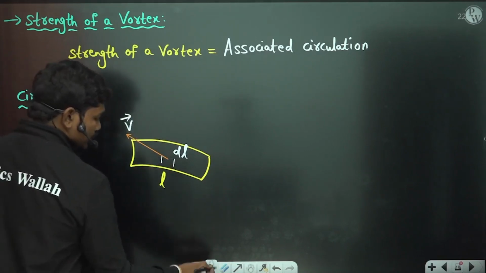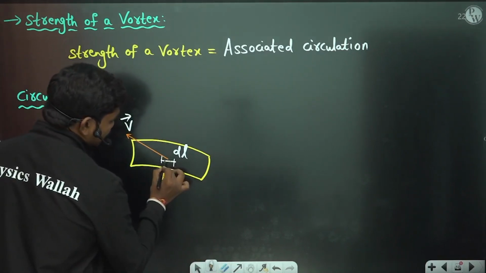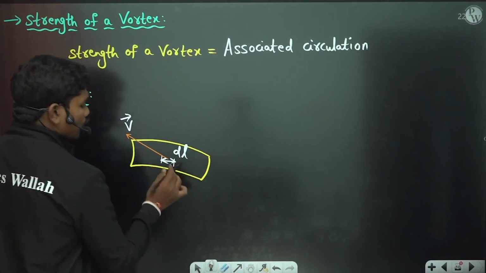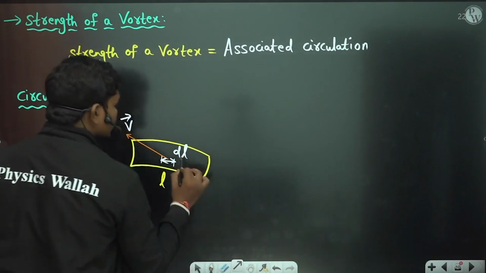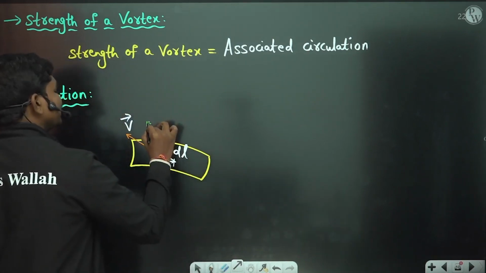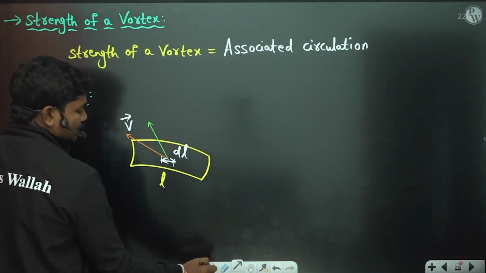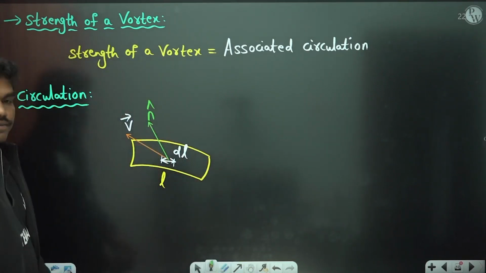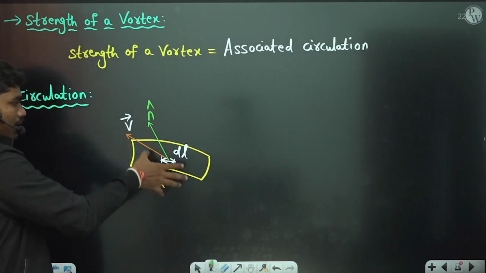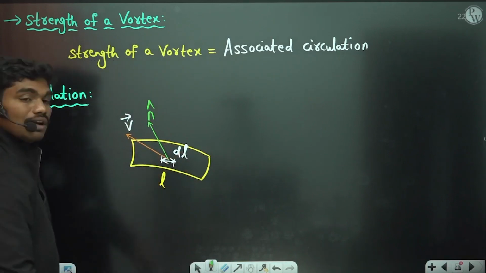Then let us suppose the normal to this small length that we have chosen is in some different direction, which is n bar actually. So this is n bar. Now whenever the velocity is high, then the rotation of this element will also be high, yes or no?